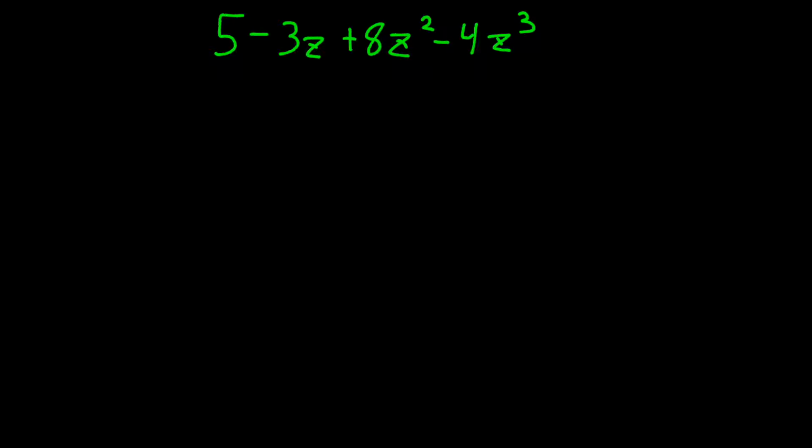Here we have the polynomial 5 minus 3z plus 8z squared minus 4z to the third. And if you notice, it's in a little bit different order. Normally we have the highest exponent here and the lowest or constant over here. So we have to kind of hunt through the problem to find our highest power. And hopefully we see, oh, it's z to the third. So what degree does that make it? It makes it a third degree polynomial.